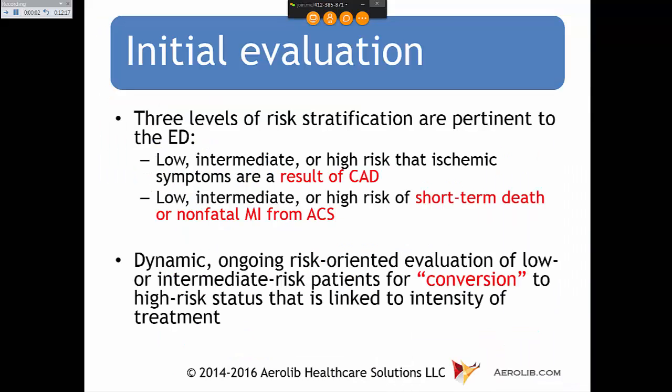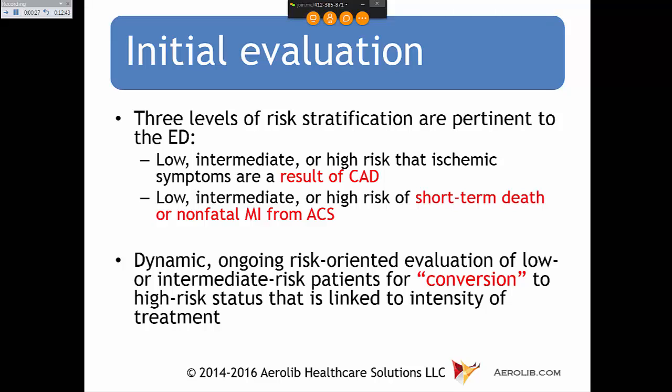So when we look at chest pain as an initial evaluation, what we're looking at in the emergency room is to risk stratify this patient into low, intermediate, or high risk. And are these symptoms a result of coronary artery disease? Once we've established that, we want to know the risk, low, intermediate, and high, for short-term death or non-fatal MI from ACS.